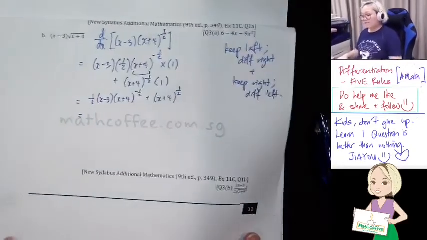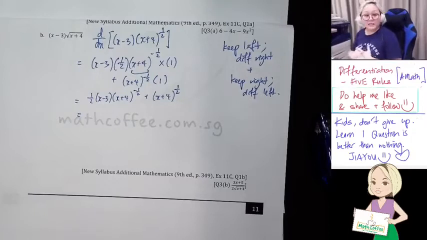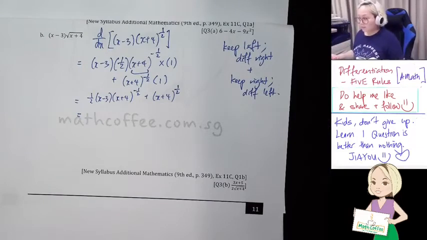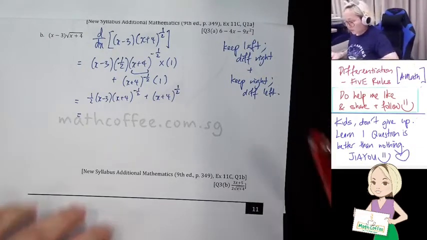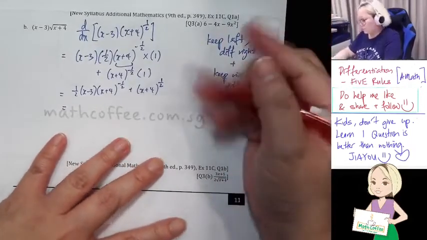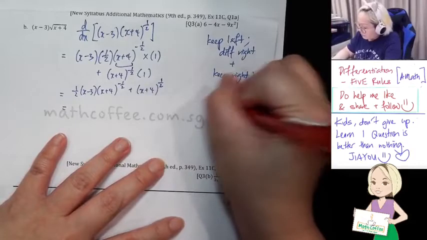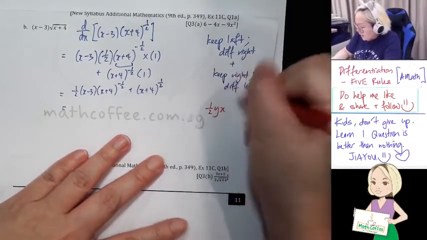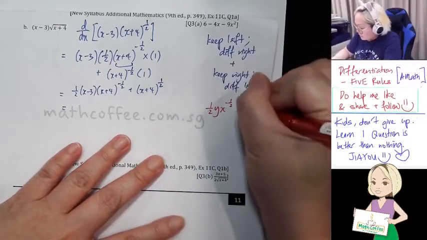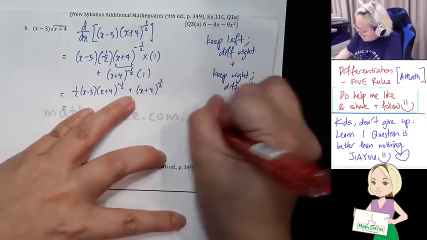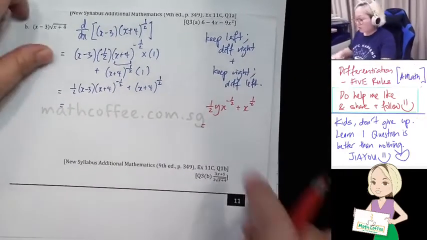This is a tough part. So how am I going to simplify this? A lot of students don't understand how to simplify this. So if I write it at the side here, half y x to the power of minus half plus x to the power of half. Imagine if it's like that.